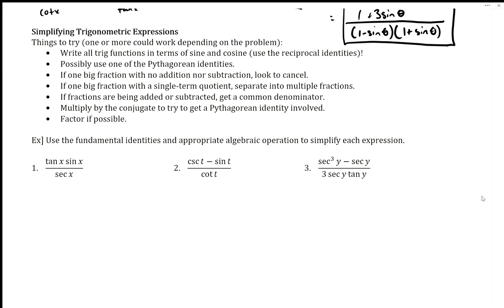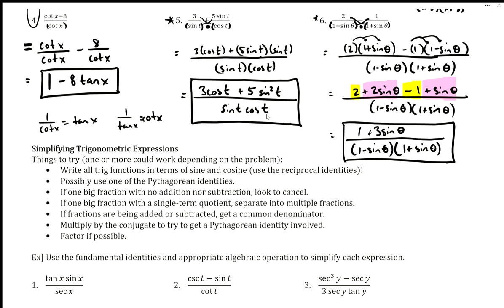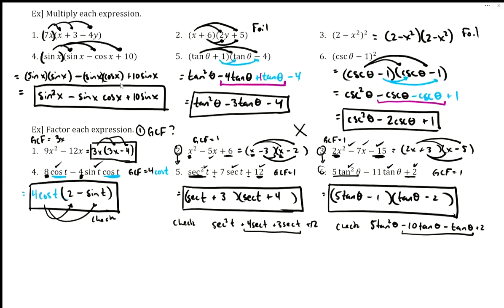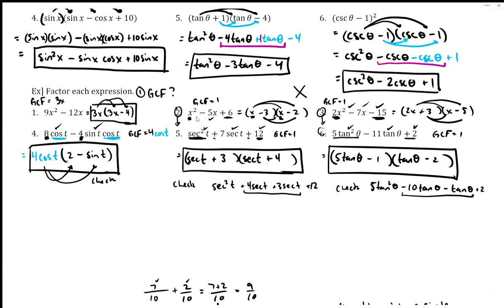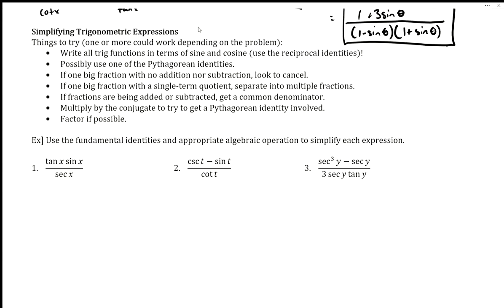Hello everyone, and welcome to our video on simplifying trigonometric expressions. If you haven't watched these videos in order, I would really strongly recommend watching these previous three, because these are the foundation to simplify trigonometric expressions. And we have all these hints that can help with it along the way.